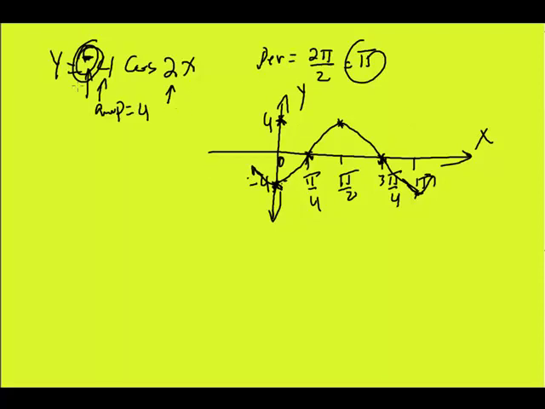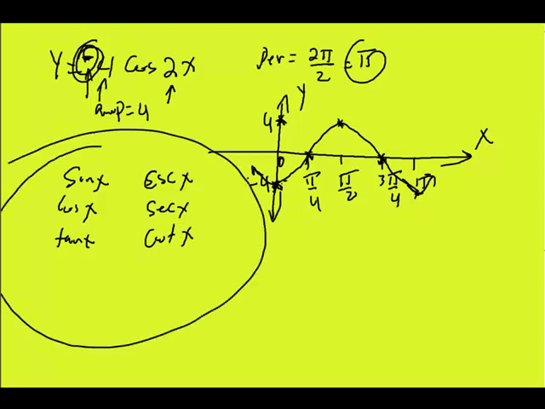So those are the graphs of the 6 trig functions: sine of x, cosine of x, tangent of x, cosecant of x, secant of x, and cotangent of x. The basic 6 trig functions.